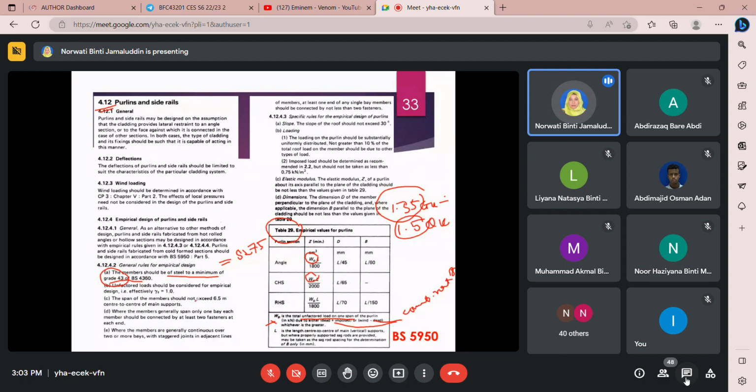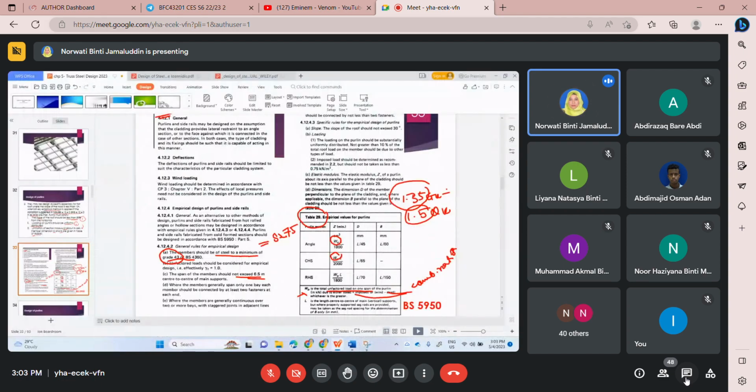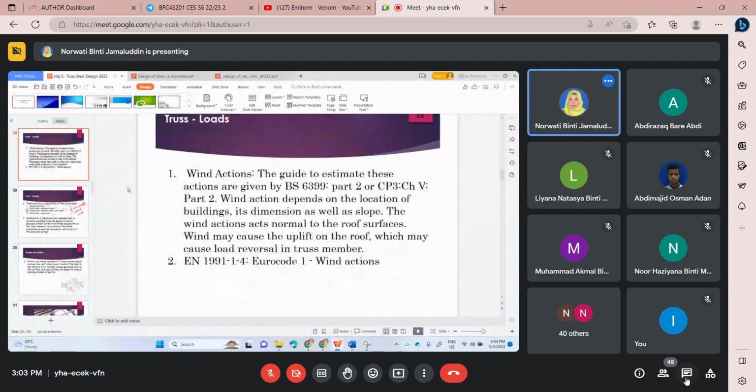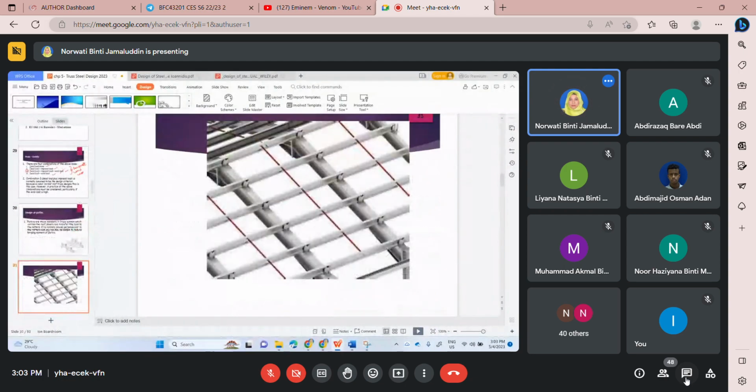Span of member should not exceed 6.5 meter center to center of the main support. What does it mean, main support? Do we have support on purlin? Yes, we have. The support is coming from the rafter. Kan? Did you notice that? Notice tak? Purlin is being supported by rafter. This one, the top chord. So center to center, it said do not exceed 6.5 meter.